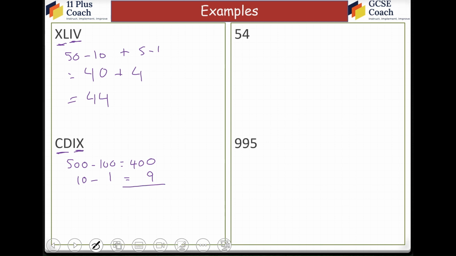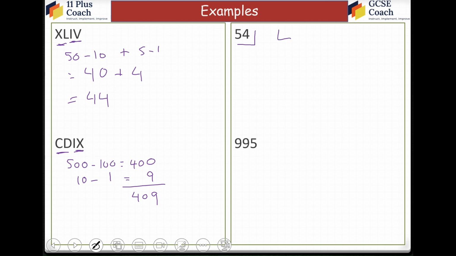So altogether that makes 409. So that's a good way of doing these numbers. The next one is the number 50. Now we have to convert the Arabic numerals back into Roman numerals. So the number is 54. So 50 we know is straightforward, is the letter L. So 50 will be just L.